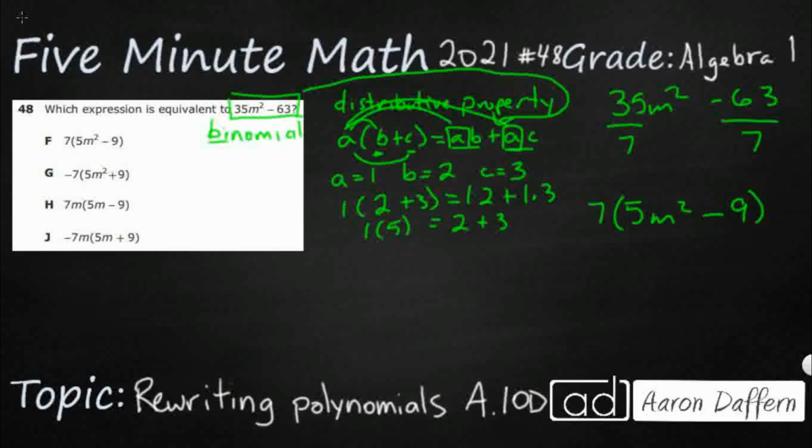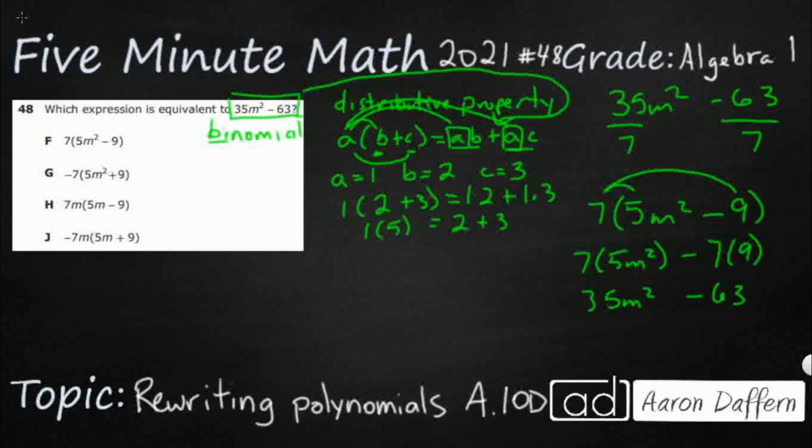And so, does it work? Well, distribute it back out. Double check your work. So what that means is you've got 7 times 5m squared, this is the distributive property, minus 7 times 9, right? And so that's going to be 35m squared minus 63. Yeah, we get back to exactly where we need to.